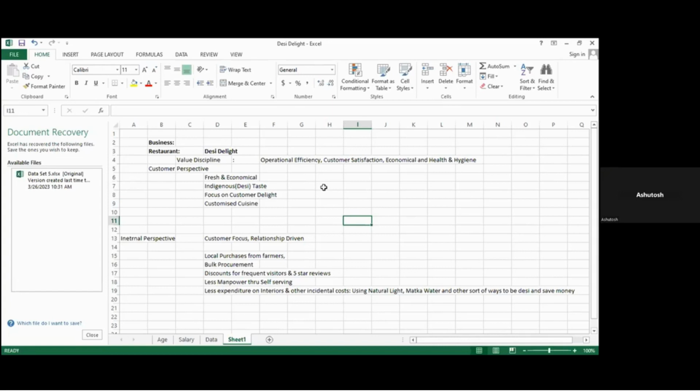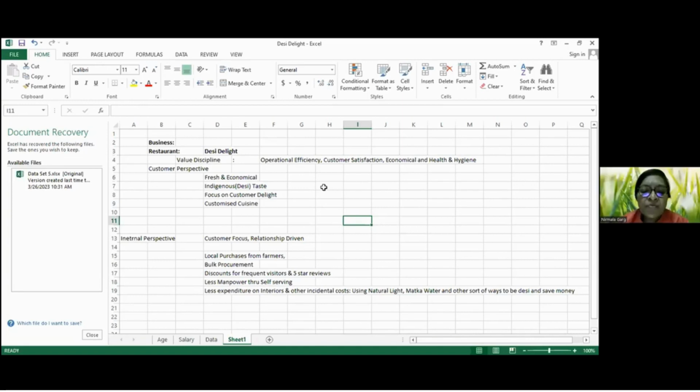So your sourcing, your procurement, will be from the local farmers. That would help us in getting the raw materials at a cheaper price, and we will be supporting the farmers as well. Then the procurement will be in bulk so that we get it at a cheaper price. Then we will be looking at discounts for frequent visitors and those who give us 5-star reviews.